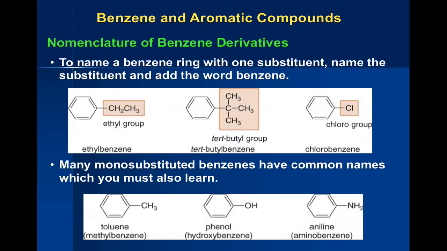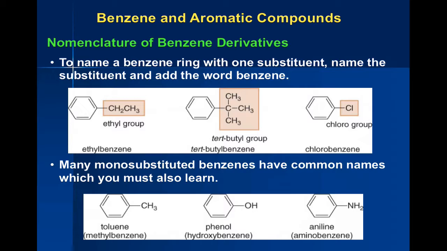We'll learn later on what it's like if you have more than one substituent. Then it starts to get a little more tricky. But typically just name the substituent and then call it benzene, okay, for these simple ones like this. Some of the monosubstituted benzenes that have been around for an awful long time have common names that you need to know. Okay, so for example, that's a methyl group attached to a benzene ring.